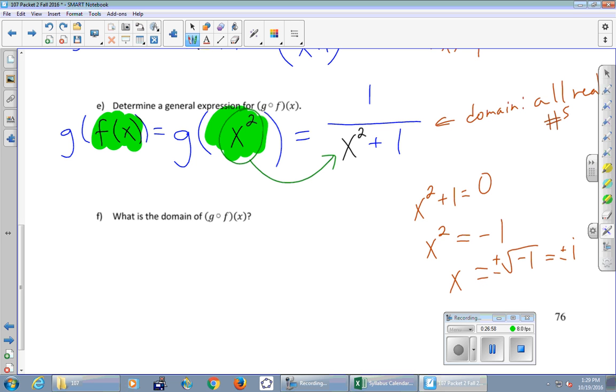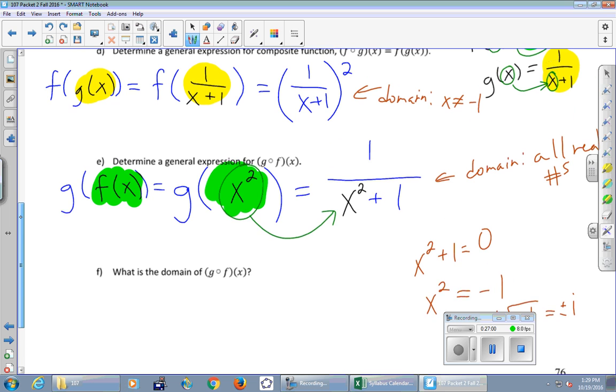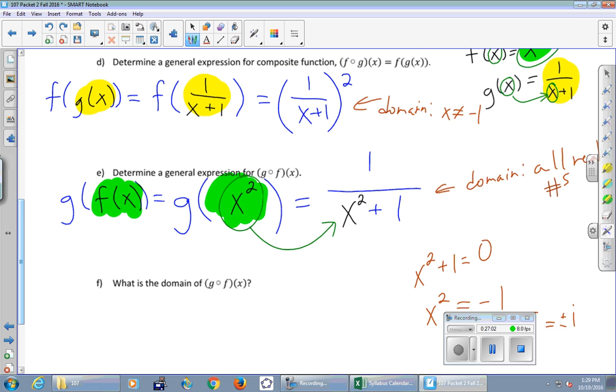And so this is quite strange for a lot of folks, that we're used to x equals -1 being a bad number, but somehow when we compose these two functions in the second order, it disappeared. Why did it disappear? It disappeared because we didn't put x into the g function, we put x squared. And ended up with all real numbers for the domain.